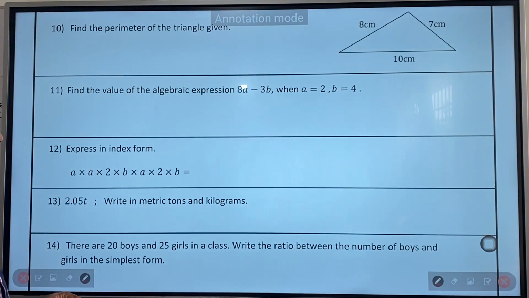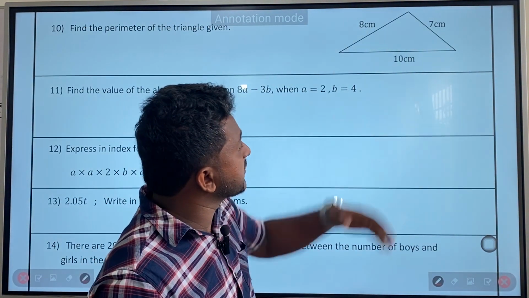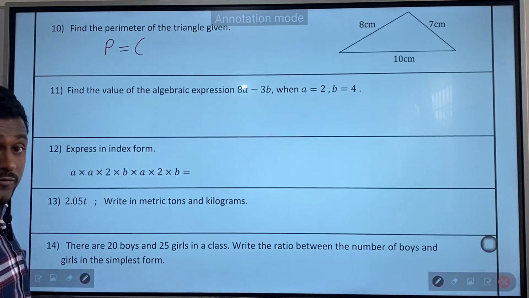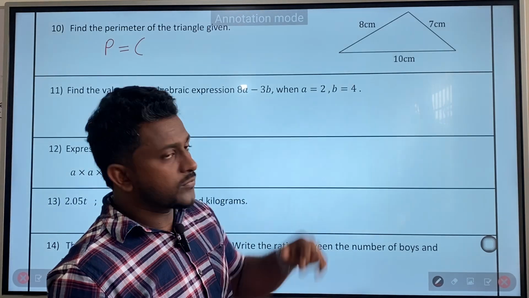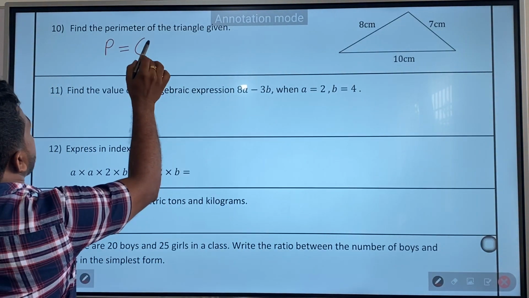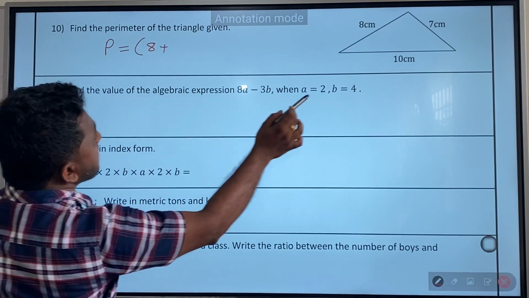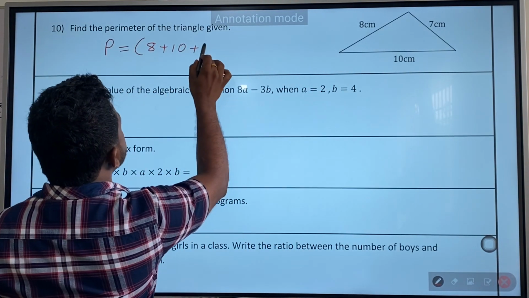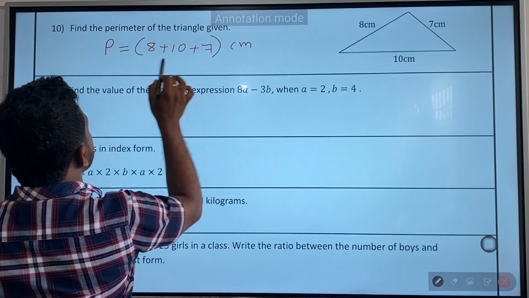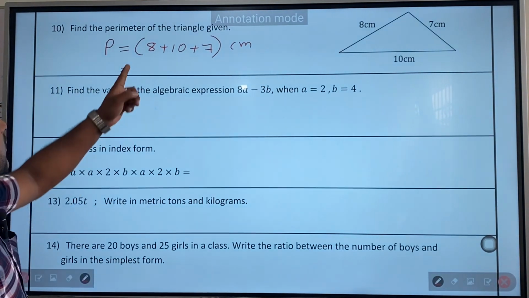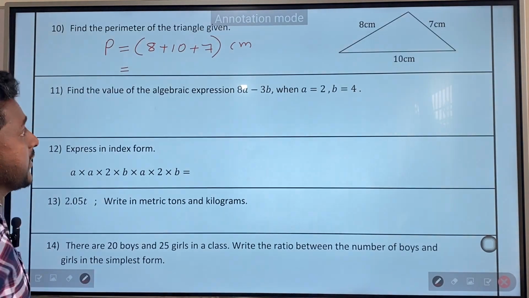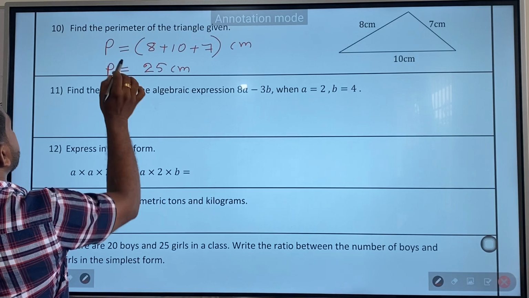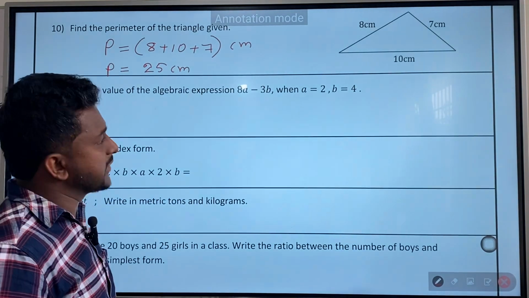Find the perimeter of the triangle given. We want to find the perimeter of this triangle. How to find the perimeter? Perimeter means the sum of the lengths of the outer boundaries of the triangle. What are the lengths of the sides? 8 plus 10 plus 7 centimeters. Now 8 plus 10, 18, 18 plus 7, 25 centimeters. The perimeter of the figure is 25 centimeters.